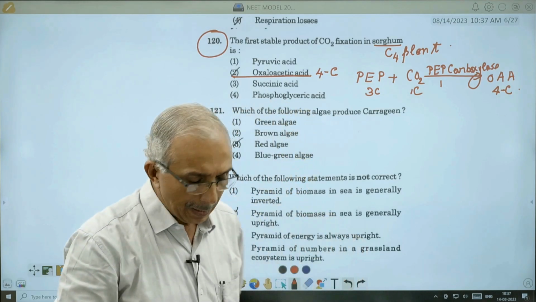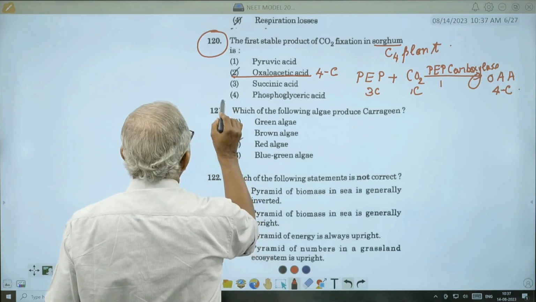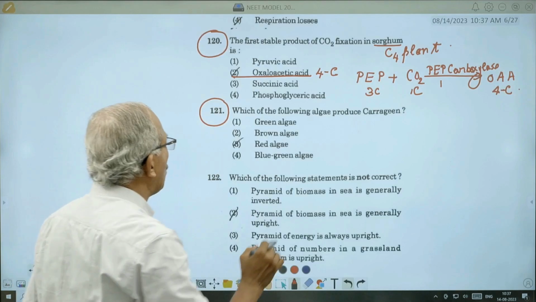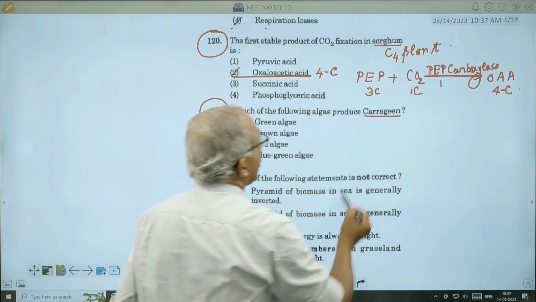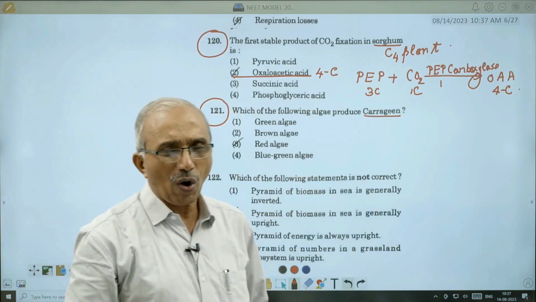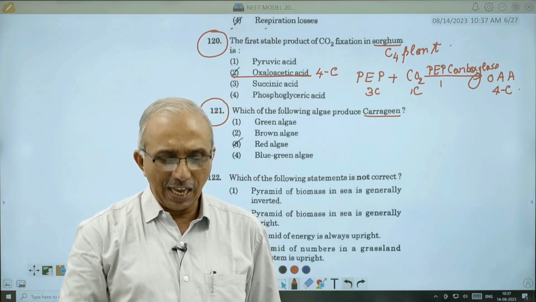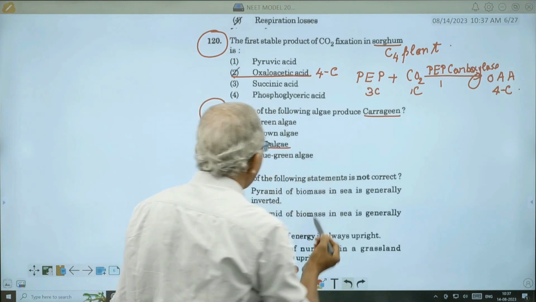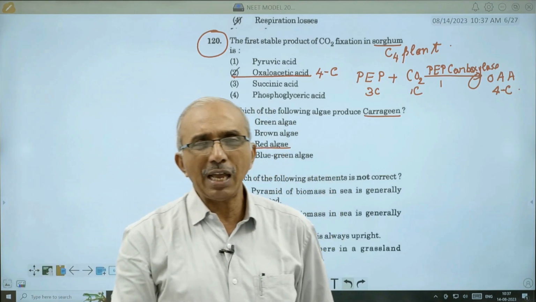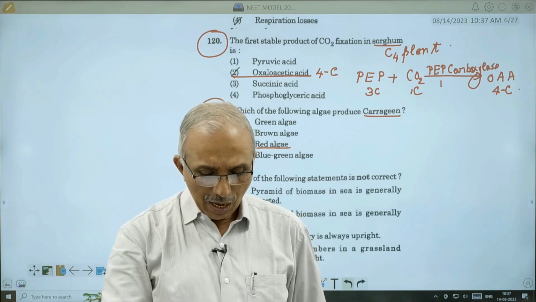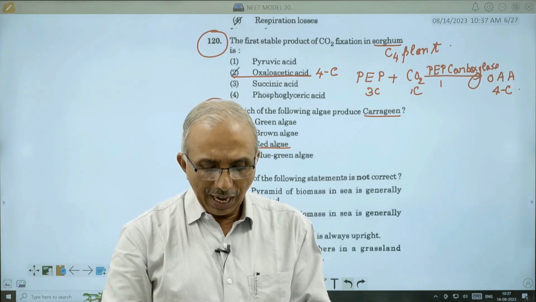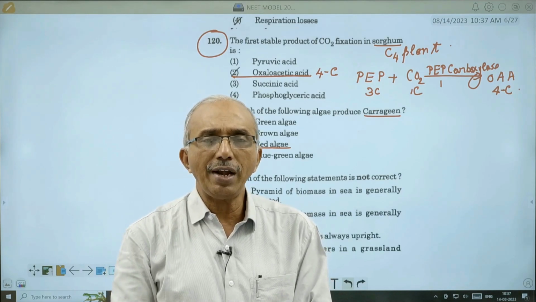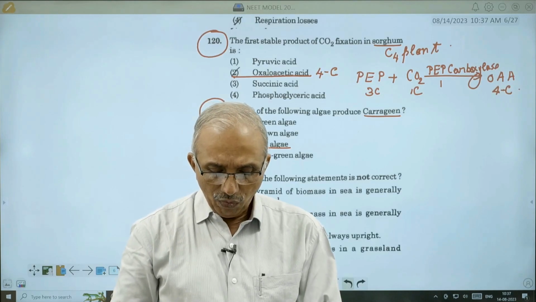Then next question. Which of the following algae produce carrageen? Carrageen is a hydrocolloid. Carrageen is produced by red algae by name Chondrus. This alga produces carrageen. Carrageen is a colloidal substance. It is a hydrocolloid or can be called a phycocolloid.